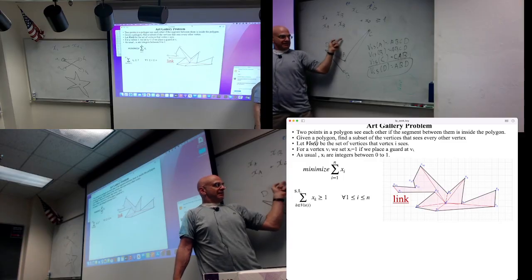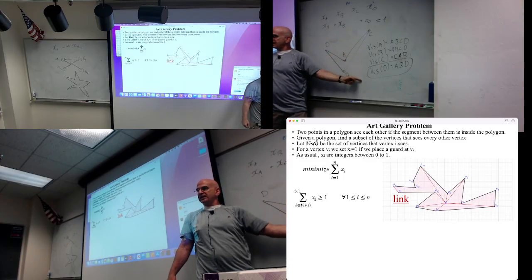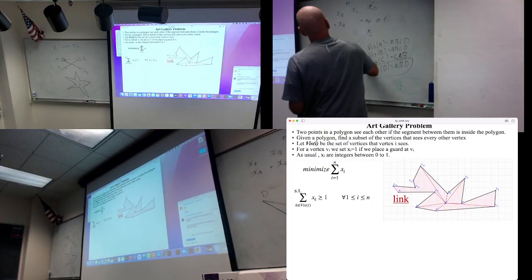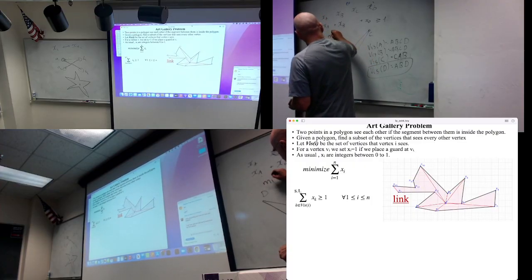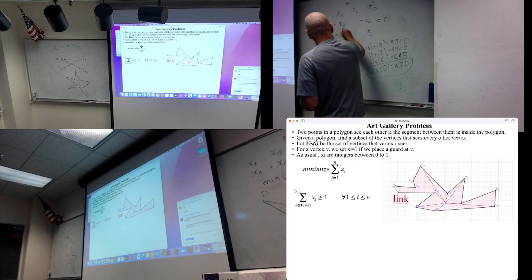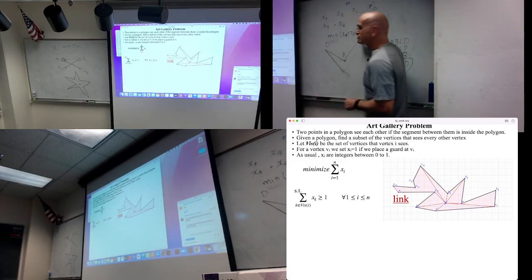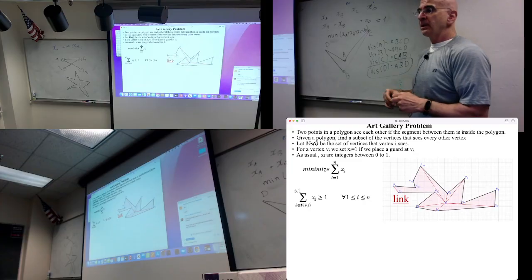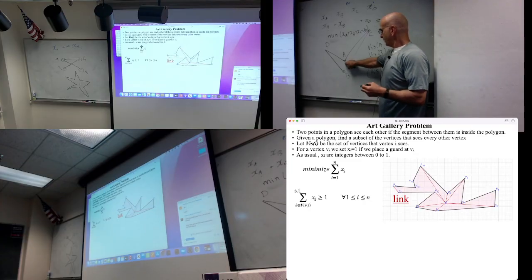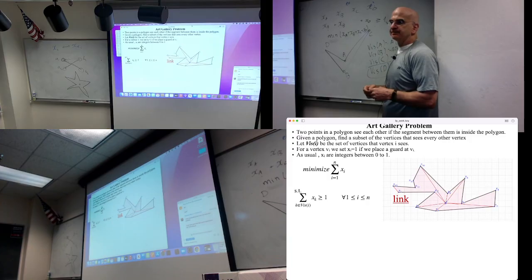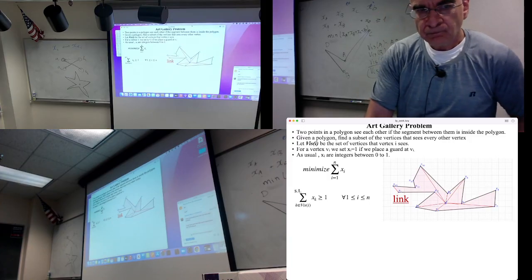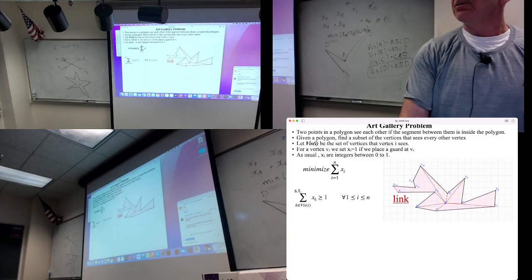And I'll write similar constraints for each one of these. My cost function would be to minimize xa plus xb plus xc plus xd. And the ILP will discover for us that if I set xa to be 1 and everything else to be 0, then I guard everything. Cool. So that's how it's solved.